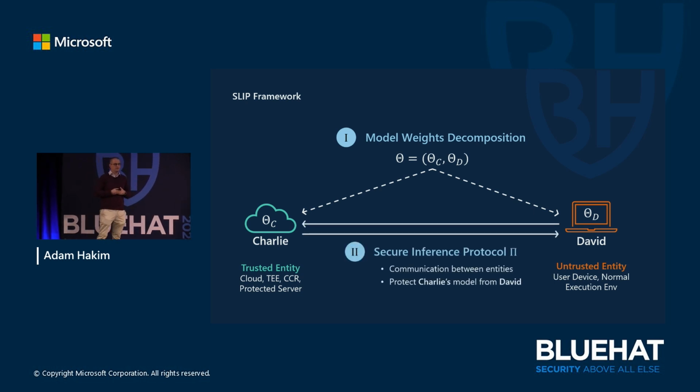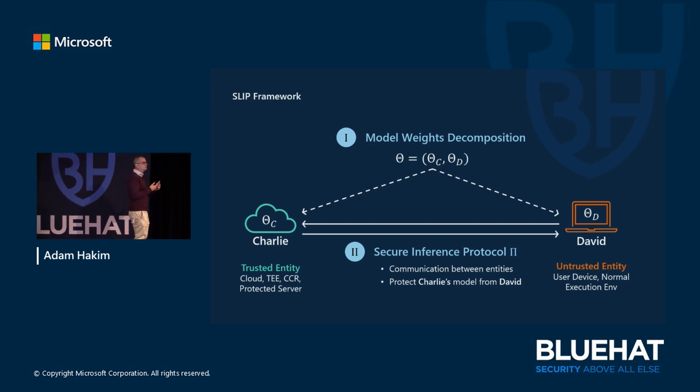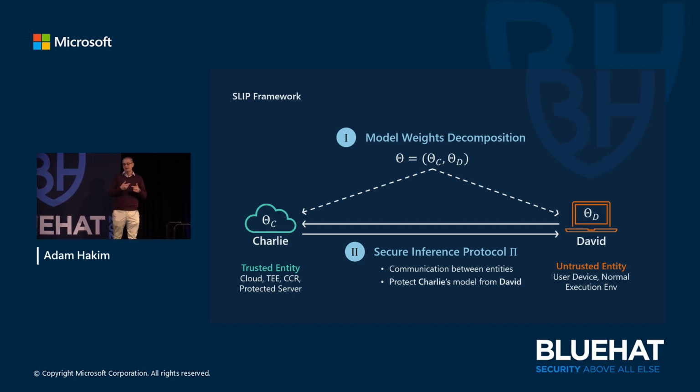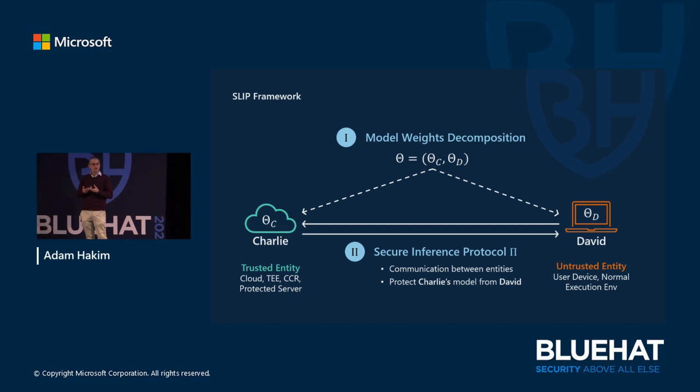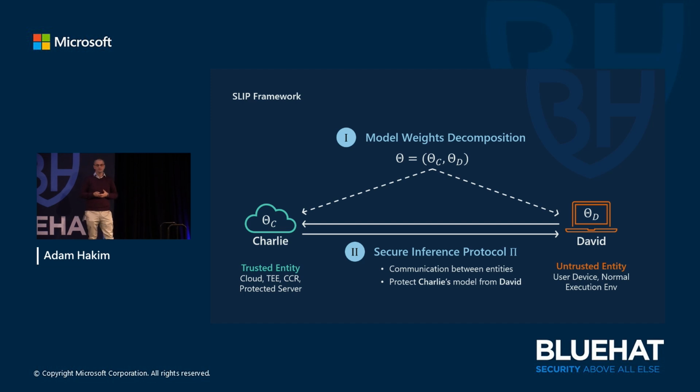And then the secure inference protocol is in charge of enabling communication between those two entities as you're performing inferencing or prompting the model. But it has to enable communication while protecting Charlie's model, the portion we sent to Charlie, from David. So the portion we put on the trusted entity should not be exposed to the untrusted entity. So that's the framework.